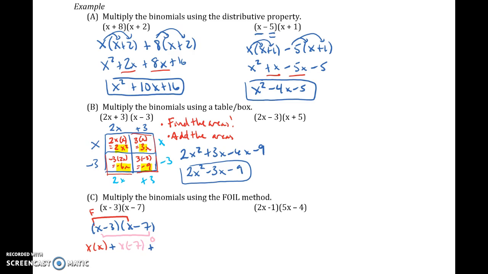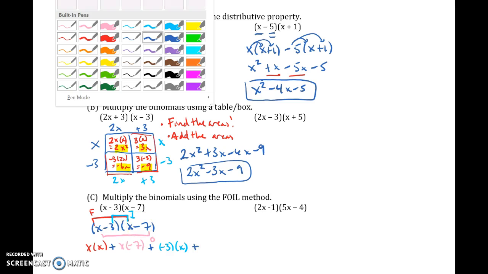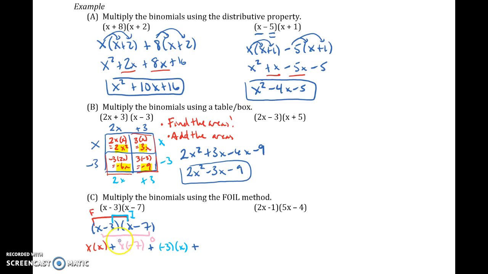I stands for the inside value, so those are the two inner values. So that blue is I, so that's -3 times x. And then L just stands for the last values. Let's see what color. Here we go, purple. So L would just be -3 and -7. So that purple here is L. And that's what FOIL stands for.